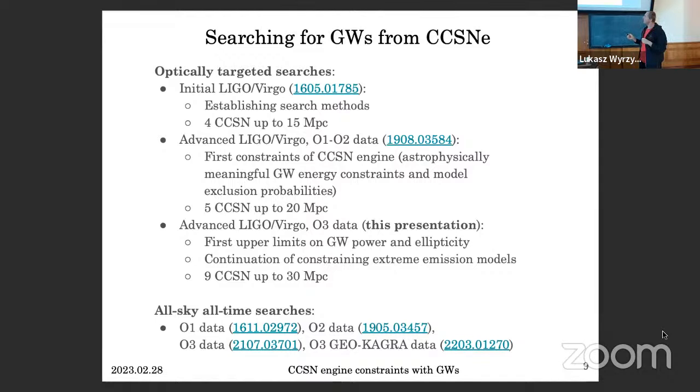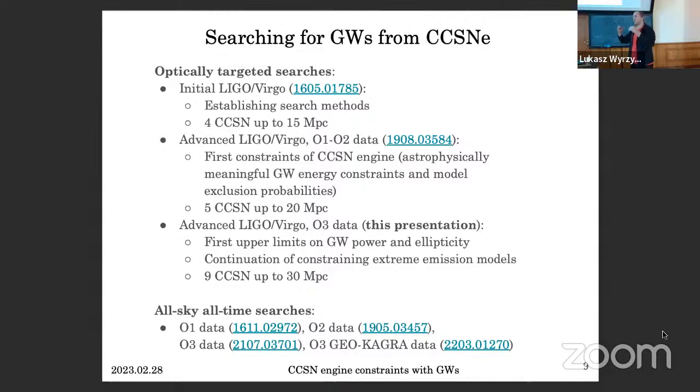In the past observing run, O3, we are constraining the supernova engine even further, and we provide hopefully more and more meaningful results. In this presentation, I will try to show you all these results that are not yet public. Here we chose nine core-collapse supernovae up to 30 megaparsecs, so even further.